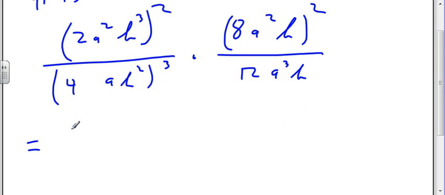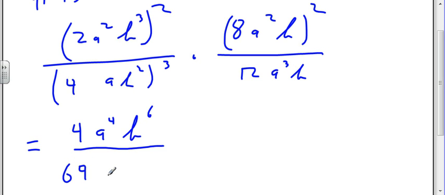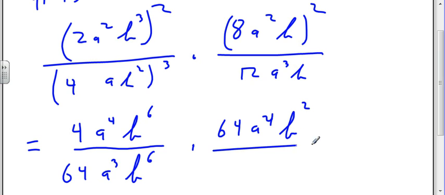So, I square the 2, I get a 4, I get an a to the 4th, a b to the 6th. On the bottom, 4 cubed is 64, 64 a cubed b to the 6th, times 64 a to the 4th b squared, 12 a cubed b.